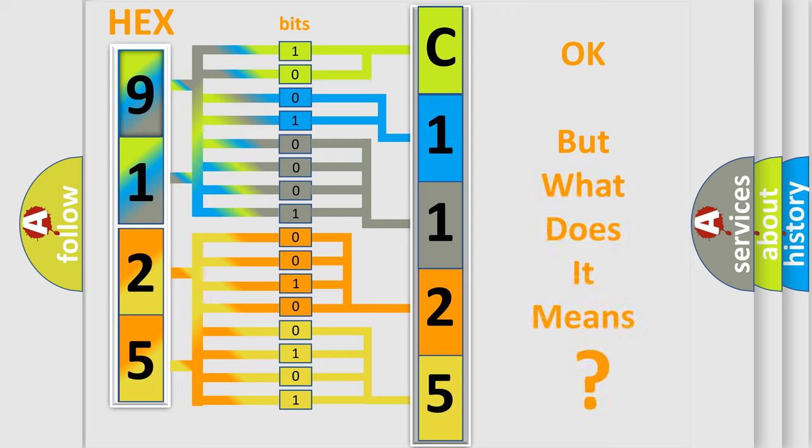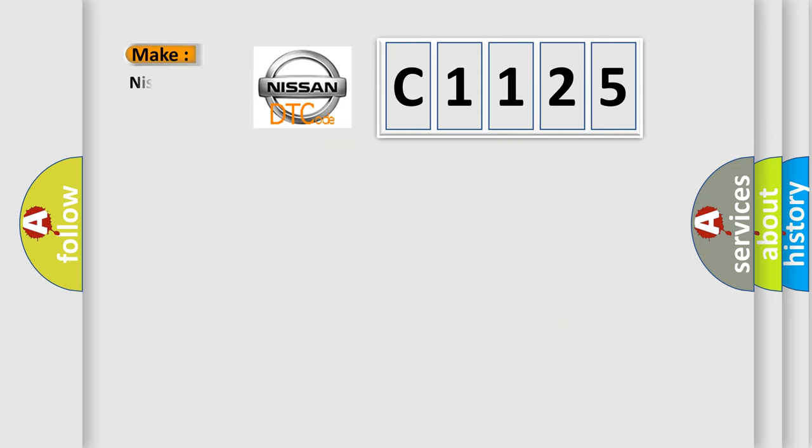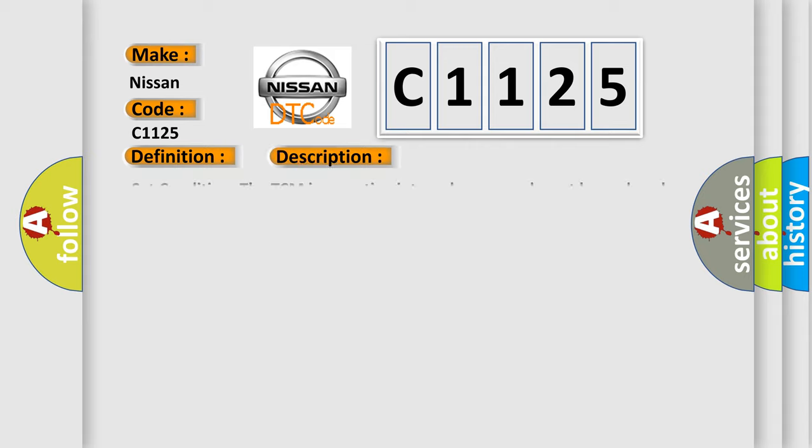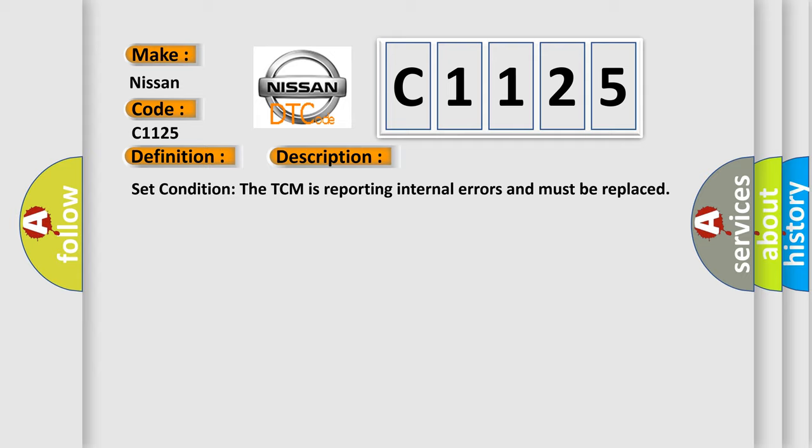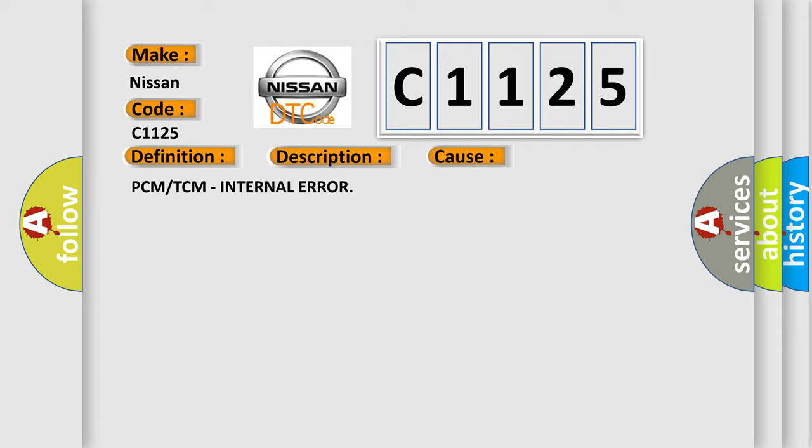The number itself does not make sense to us if we cannot assign information to what it actually expresses. So, what does the Diagnostic Trouble Code C1125 interpret specifically for Nissan car manufacturers? The basic definition is internal TCM. And now this is a short description of this DTC code. Set condition: the TCM is reporting internal errors and must be replaced. This diagnostic error occurs most often in these cases: PCM or TCM, internal error.